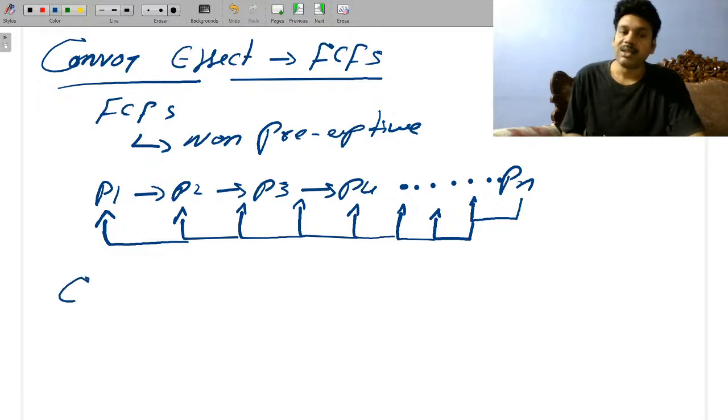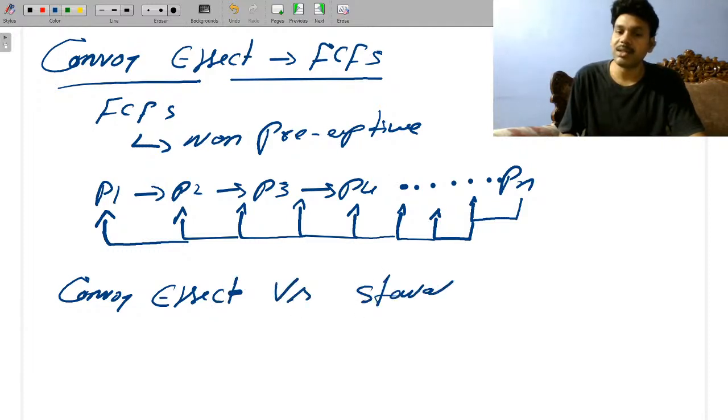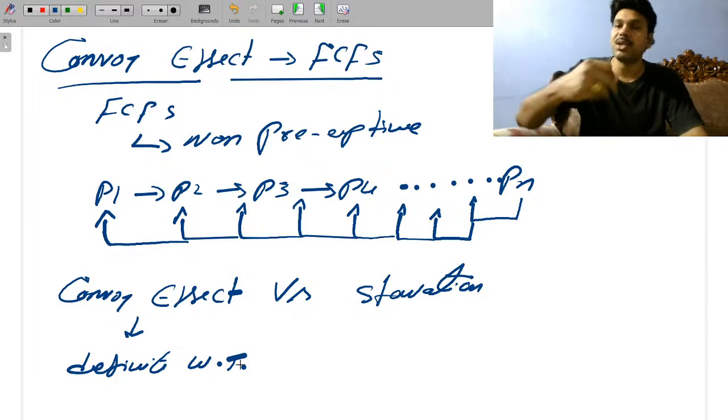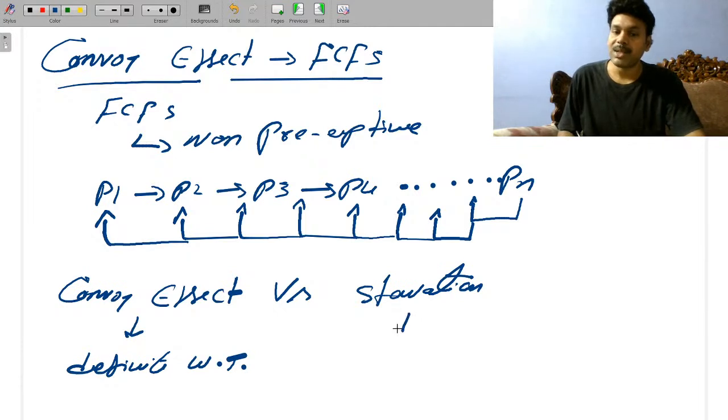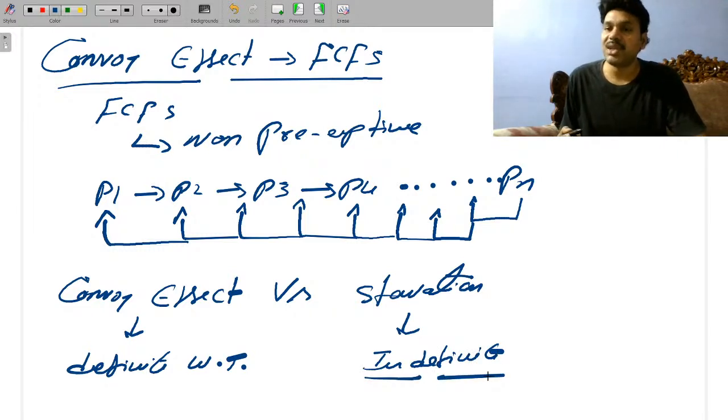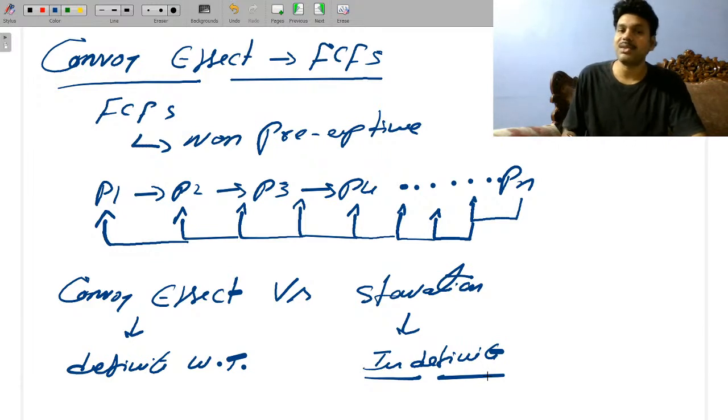But don't think that the convoy effect is the same as starvation. Please understand, this is one important point. What is the convoy effect? It is not indefinite, it is a definite waiting time. I know how many processes are there before me, and I need to wait till the completion of the previous processes. But starvation is indefinite. I don't know what my position is, so I am waiting indefinitely for others. That is the concept of starvation. This is the problem with FCFS.